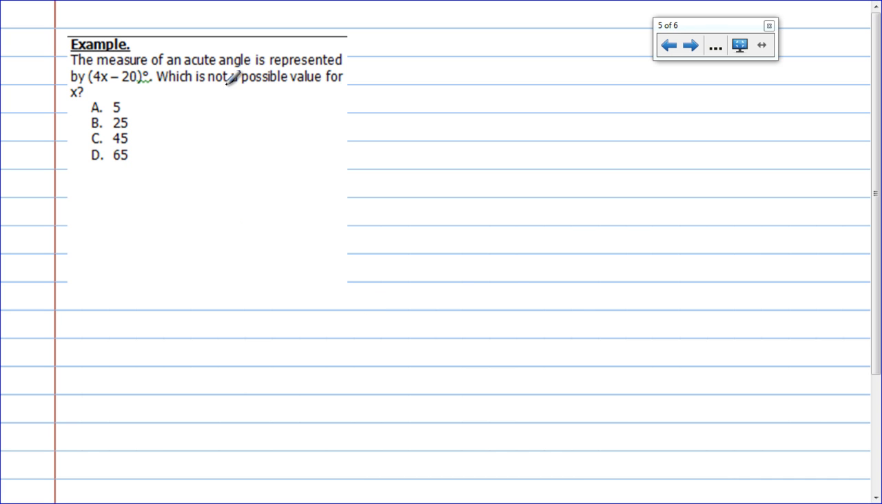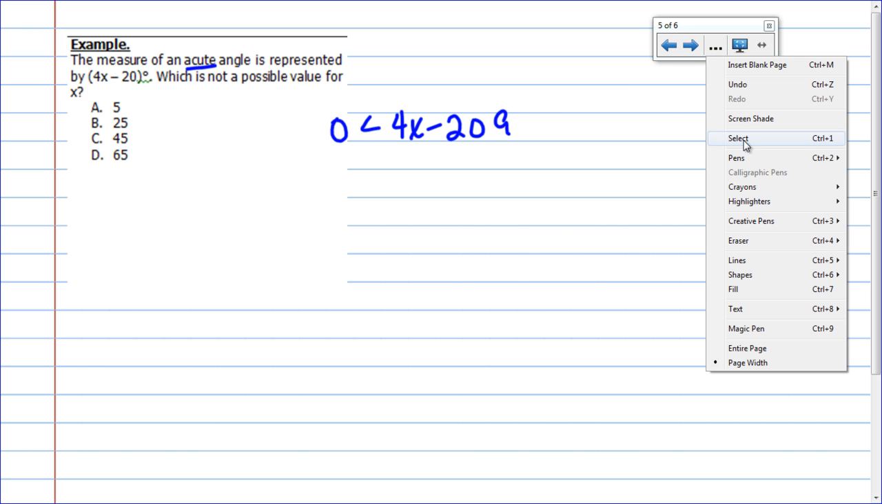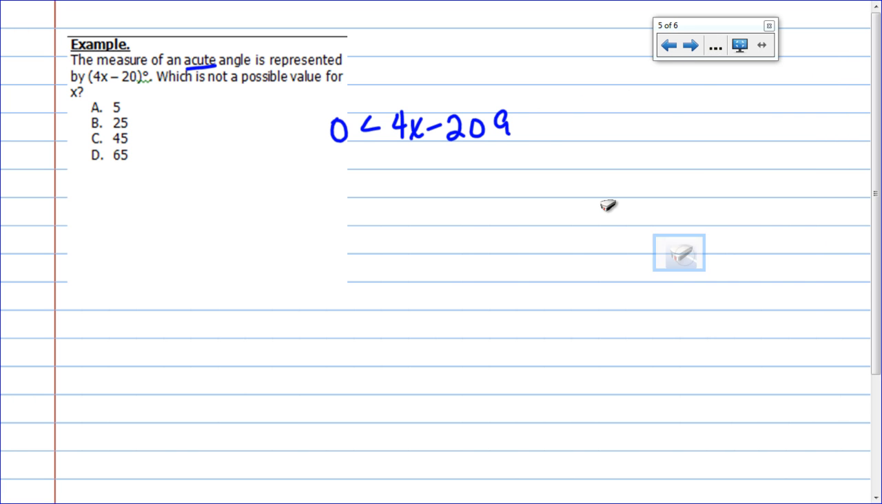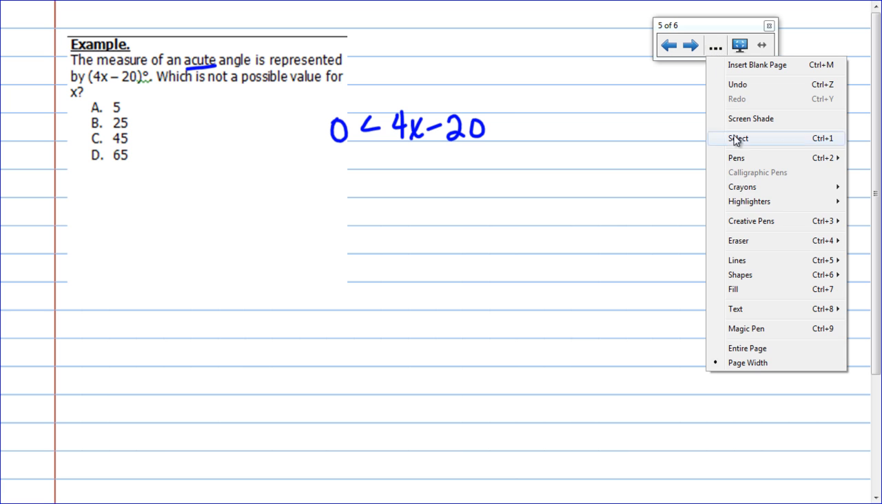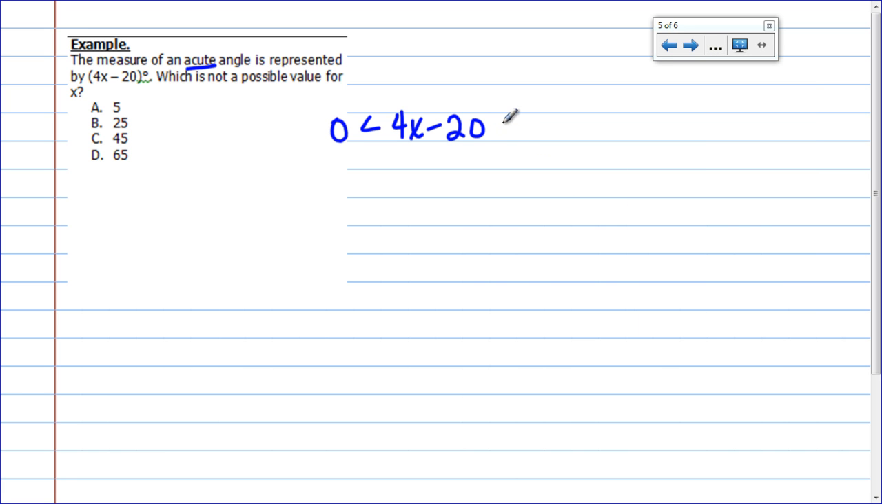The first way is to determine what kind of angle you're dealing with. It's going to be acute, which means that the value 4x minus 20 has to be between 0 and 90 degrees. Because acute angles cannot be less than 0 and they can't be bigger than 90, because 90 makes a right angle. So they have to be between 0 and 90.